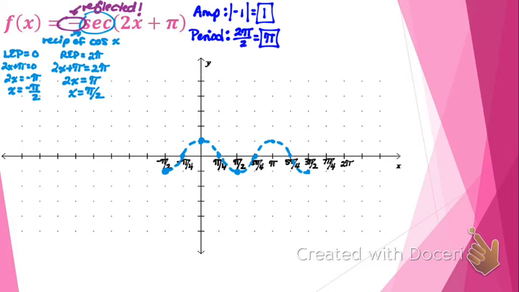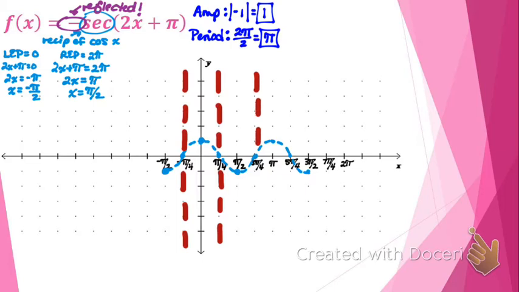Where am I putting my asymptotes at? Pi over 4. Where else? Negative pi over 4. Well done. Awesome. 3 pi over 4. And 5 pi over 4.